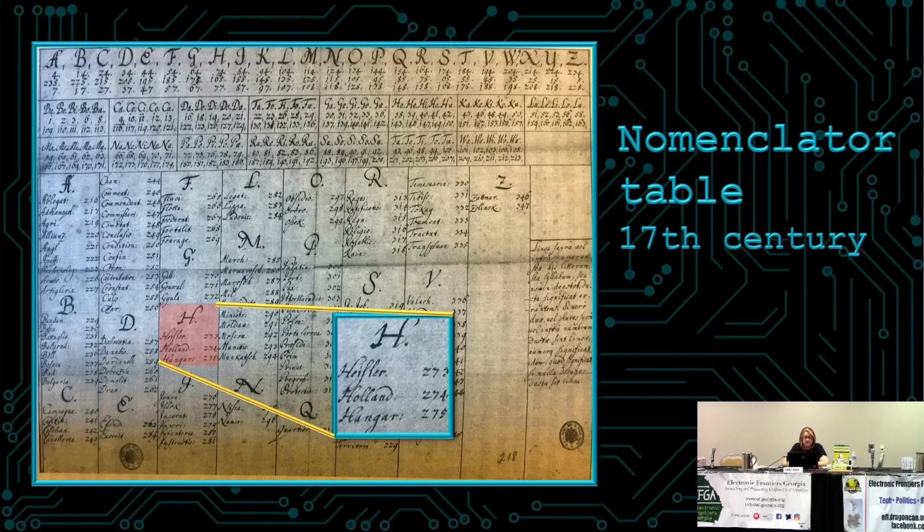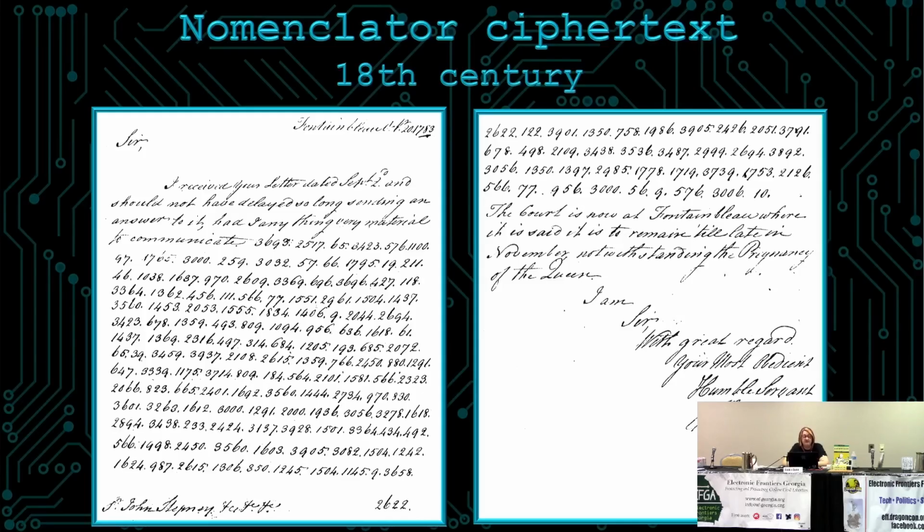So the way that this might have been used, this is a ciphertext from the 18th century, and you can see that at the beginning, it's all just normal written clear text, and then when it gets to the juicy bits, it's all in numbers from the nomenclator, and then it comes back out to clear text, and then you have, "I am, sir, with great regard, your most obedient." It's like Hamilton, right? Your obedient servant.